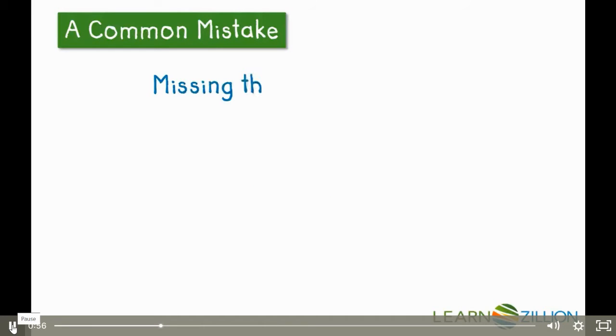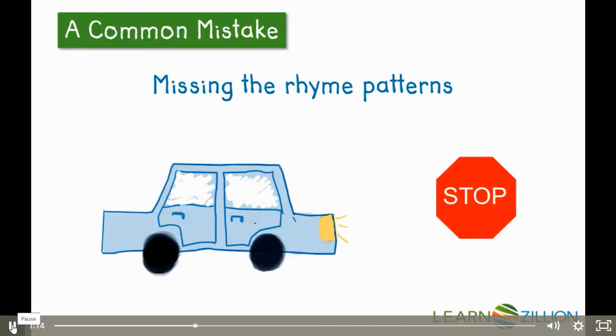Now, a common mistake students make is reading far too quickly. If you do this, you'll be missing the rhyme patterns. When an author or a poet uses a pattern of rhyme, they're trying to give you a clue on how they want the poem to be read. So this means that we'll have to stop and look for these rhyming patterns before we even begin to read.